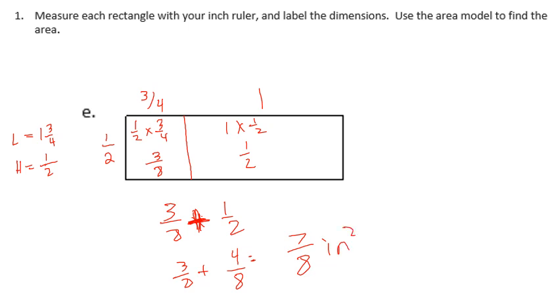Let's double check. 1 3/4 times 1/2, which equals 7/4, because 1 times 4 is 4 and 3 is 7, times 1/2, which equals 7/8 inches squared. Checks.